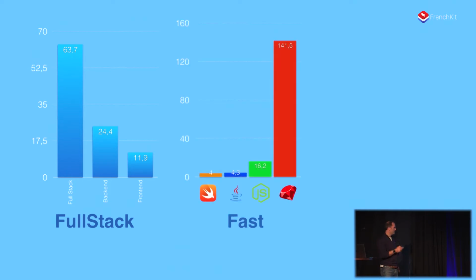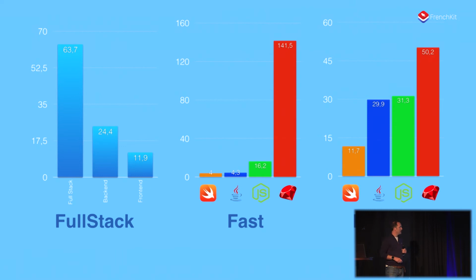Part of that is because Swift is really fast. It's about the same performance as Java. It's 4 times faster than Node.js, and it's something like 30 to 40 times faster than Ruby. And it's also really efficient. Swift runs in under half the memory of Java and Node.js, and it runs in something like a quarter of the memory of Ruby.